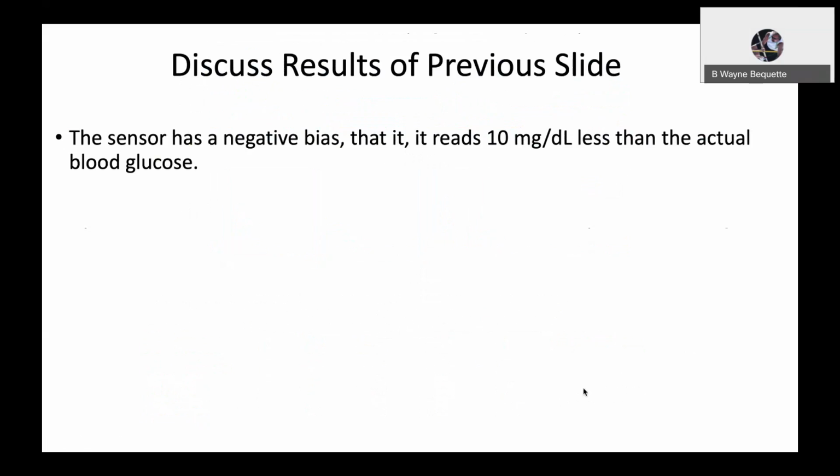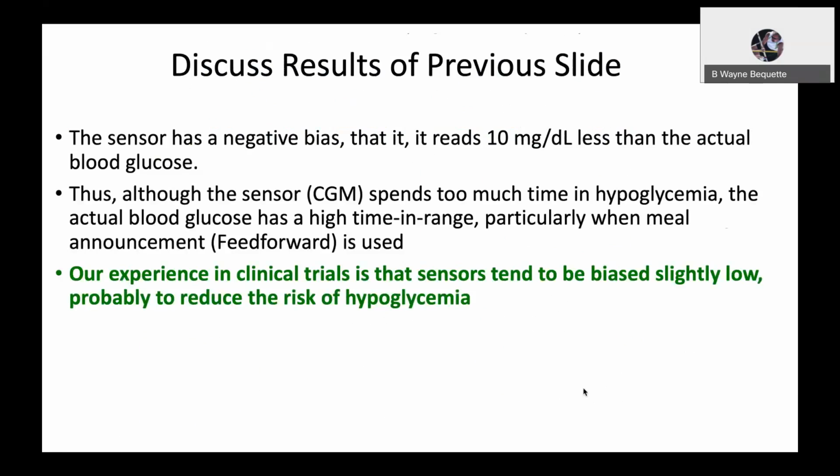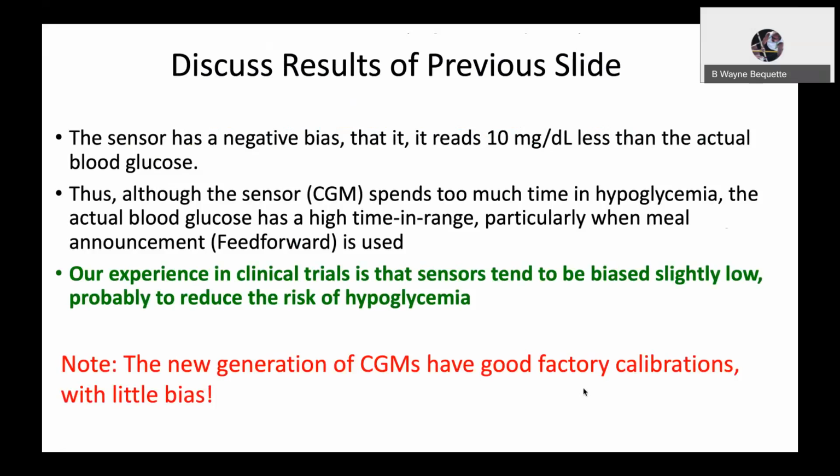So in this particular case, the sensor has a negative bias that reads 10 milligrams per deciliter less than the actual blood glucose. So although the sensor spends time in hypoglycemia, the actual blood glucose has a pretty high time in range, particularly when we use the meal announcement feed forward combined with feedback. And our experience in clinical trials is that sensors do tend to be biased slightly low, probably to reduce this risk of hypoglycemia. Finally, I should note the new generation of continuous glucose monitors, glucose sensors, have good factory calibrations with little bias.